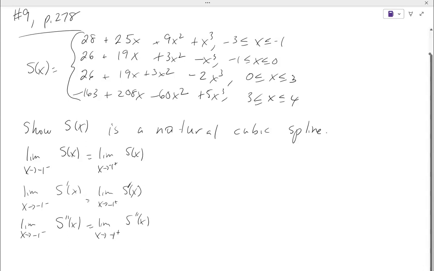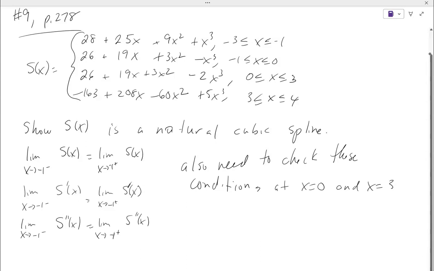Where else do we need to check these conditions? 0 and 3, right? I need to check it for the other 2 conditions as well, right? I'm not going to write out the notation for each of those, but I would also need to do this. I need to check these conditions at 0 and at 3.